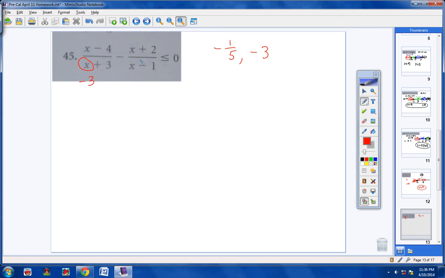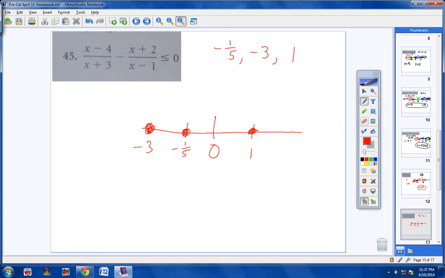Now, what would make this denominator 0? Well, a 1. 1 minus 1 is 0. So one of your critical values is 1. So there are your 3 critical values. Let's quickly put those on a number line. All of these critical values will be closed points.